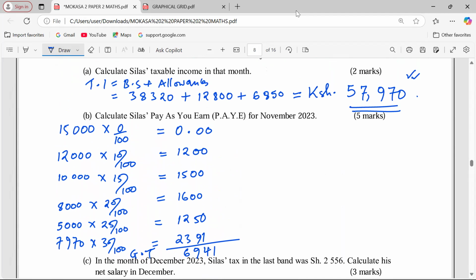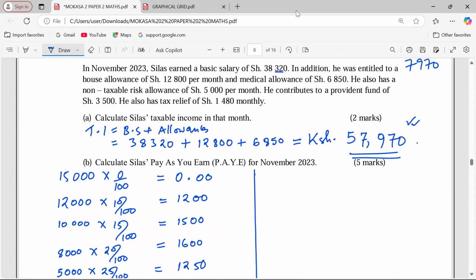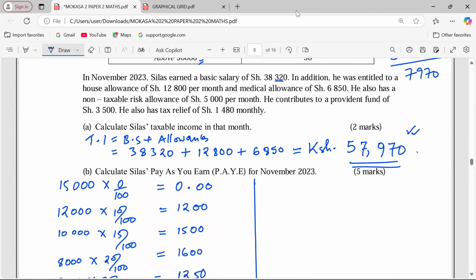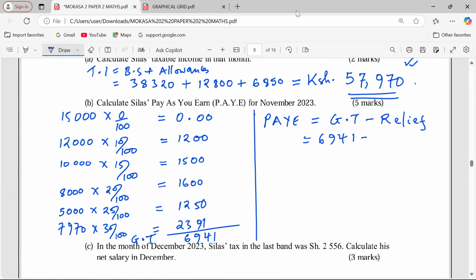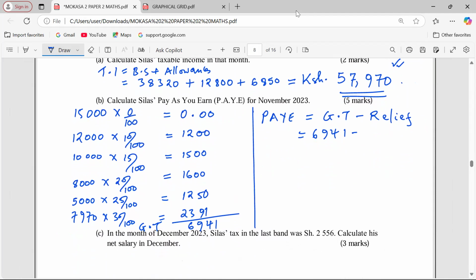For us to get the PAYE now, we need to deduct what we call the tax relief. This person is enjoying a tax relief of 1,480. So for us to get PAYE, we need to take the gross tax minus the tax relief. Therefore, we will have 8,541 minus a tax relief of 1,480.